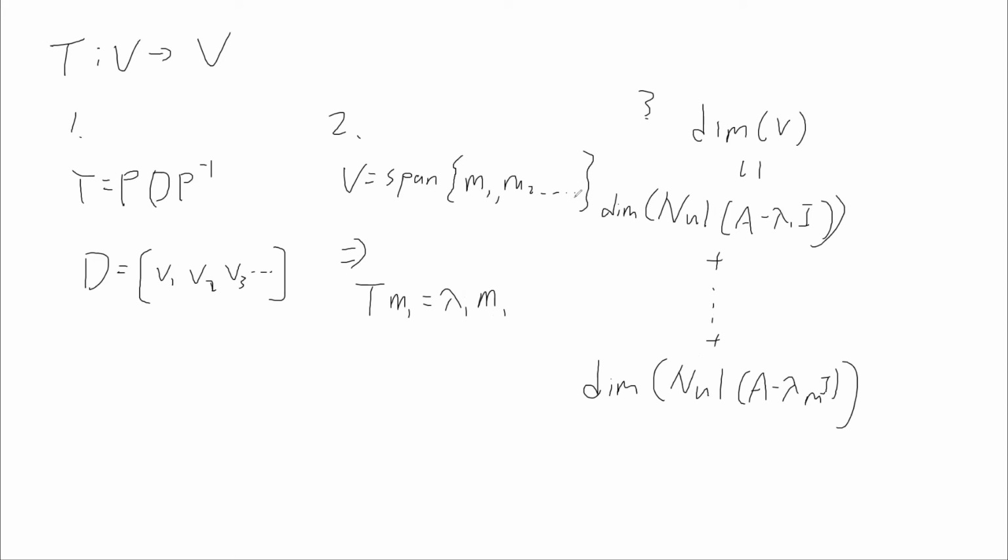All right, so let's say we have n vectors in here, m1 to mn. Then when we add up the dimensions of the null spaces of each eigenspace, we will get n as well. So there are n many of them. Okay, so these three are equivalent. If one is true, that means the other two will be true as well.